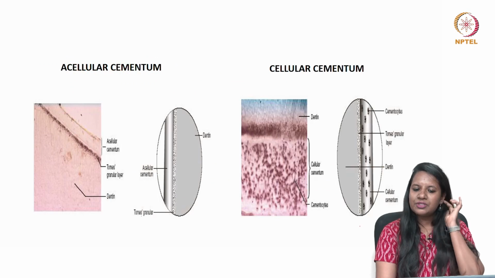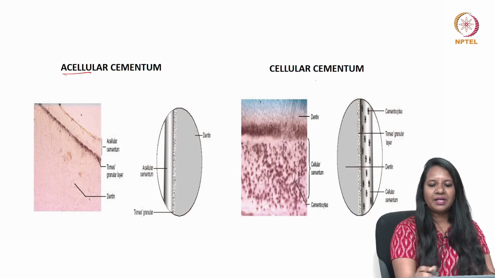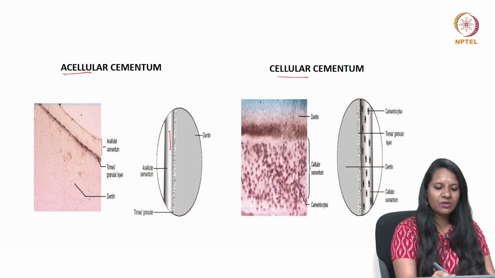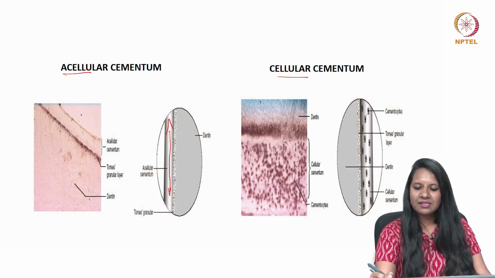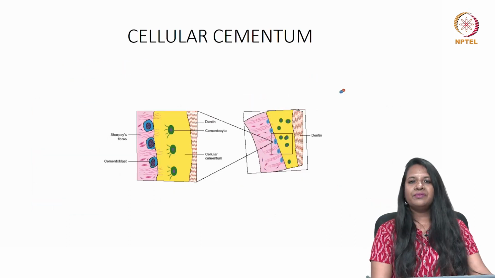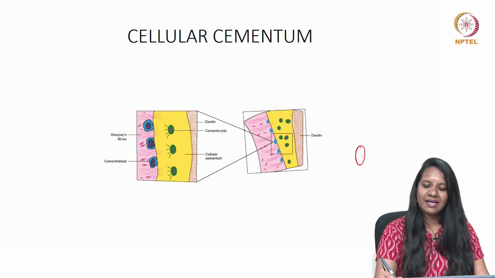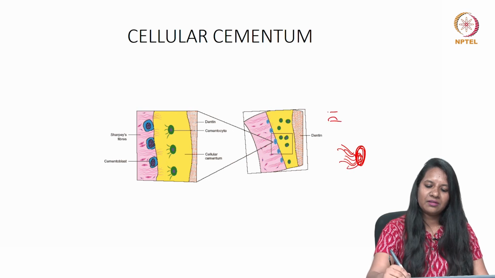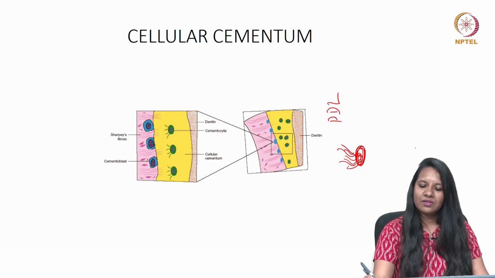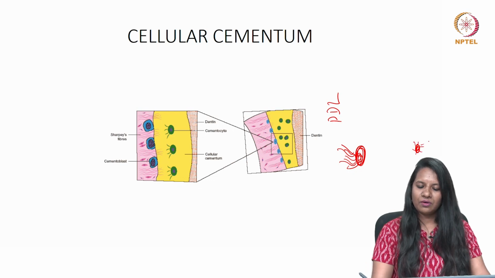So, this is the picture showing you acellular cementum and cellular cementum. In the acellular cementum, there are no cells throughout the cementum, whereas in the cellular cementum, you can see cementocytes. So, how do you differentiate between a cementocyte and an osteocyte? Cementocytes lie in a lacuna with canaliculi radiating towards the PDL, whereas in osteocytes, they radiate throughout all the surfaces.